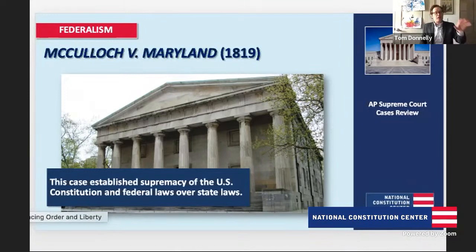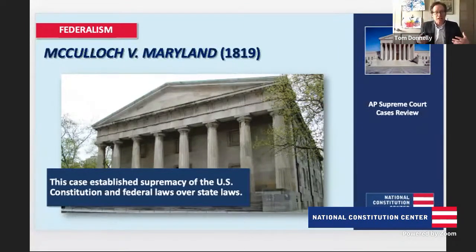And so McCulloch v. Maryland is 1819. It involves one of the great debates in the early American Republic, whether or not Congress has the power to establish a national bank. Under the Washington administration, Alexander Hamilton said yes. Thomas Jefferson and James Madison said no. And so this debate continues to reverberate in the decades to come.